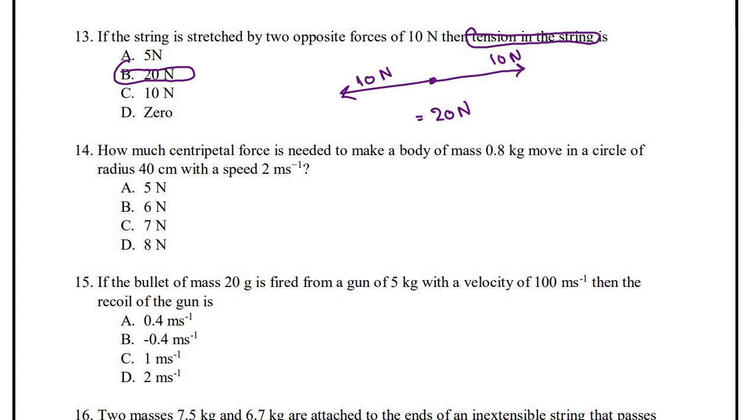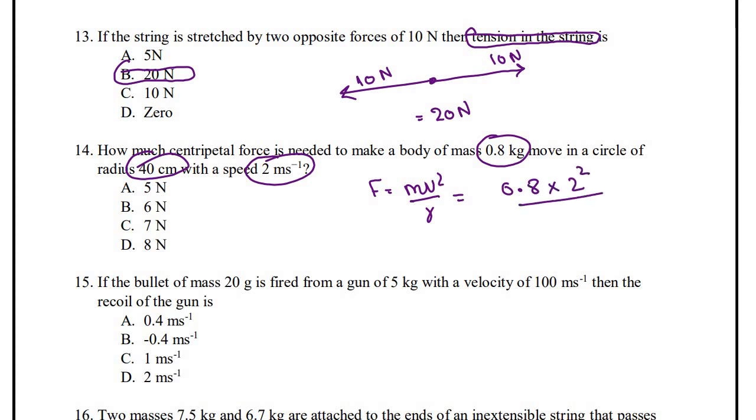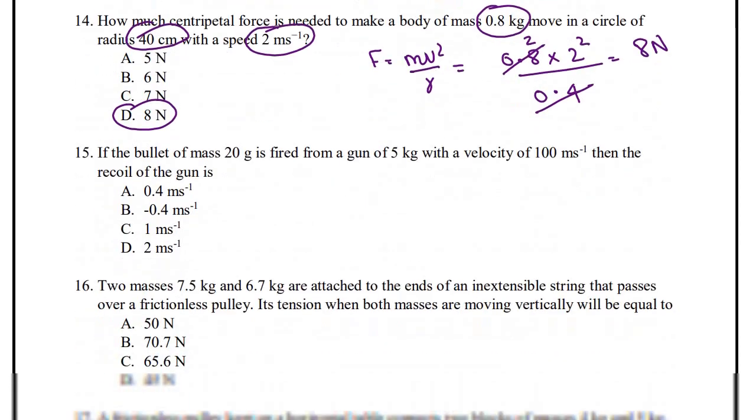Question number 14. We have to find the centripetal force on a mass 0.8 kg moving in a circle of 40 centimeters with a speed of 2 meters per second. So the formula of force is mv square over r. Mass is 0.8. Velocity square will become 2 square, and r will be equal to 0.4 converted into meters. So 0.4 and 0.8 will be cancelled out. We will get 2 times 2 square, that is 8 newtons. Option D will be the right answer.